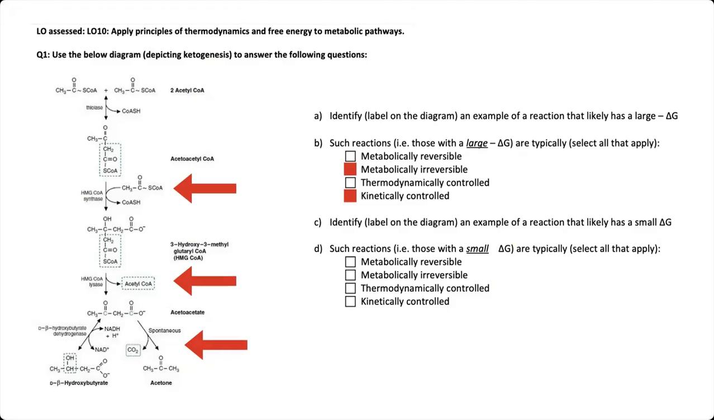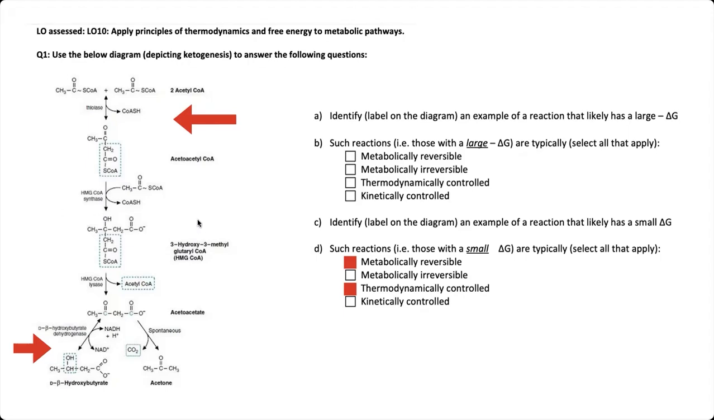What about ones with a small delta G? So in this one, we have these double-headed arrows indicating that we can go back and forth easily, that we have a small delta G, they're metabolically reversible, and we can control them thermodynamically. And note that if I have an example where I just say an example of a reaction or something like this, you would only need to select one of these. As long as you had one arrow, you'd be good. I just wanted to put arrows so you could see which options you could have chosen.